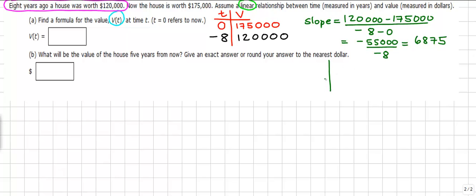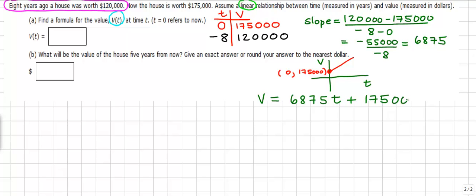Now to complete the formula for the equation of the line, you can notice that we do have the vertical intercept. Since the x-axis is renamed t and the y-axis is renamed V, we can call this our vertical intercept, or V-intercept if you will. And we know the intercept is (0, 175,000). So the equation of our line in slope-intercept form will be V equals 6,875 times t, again use the appropriate variables, plus 175,000.